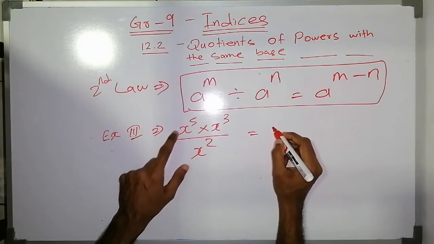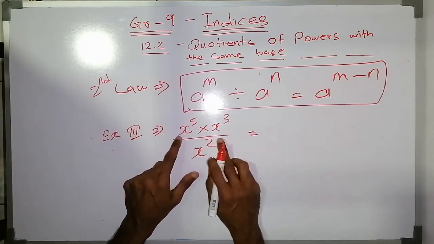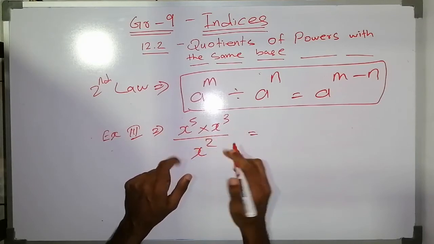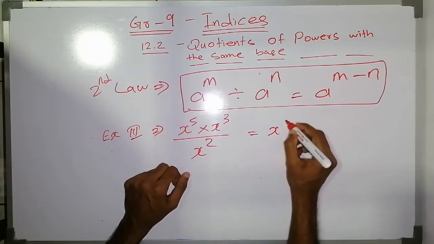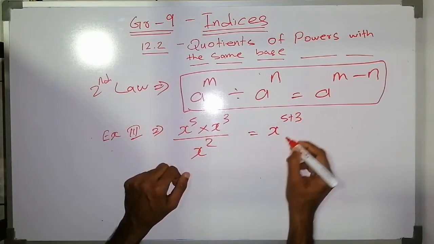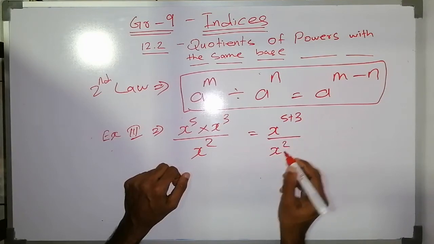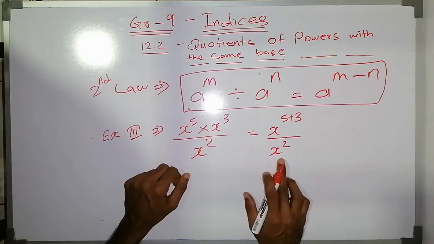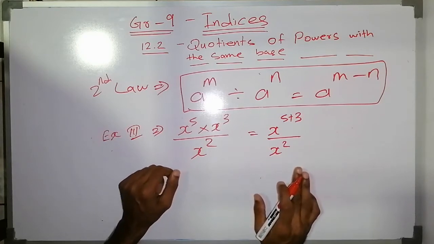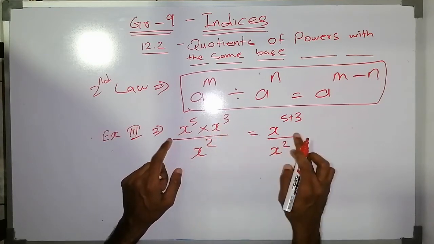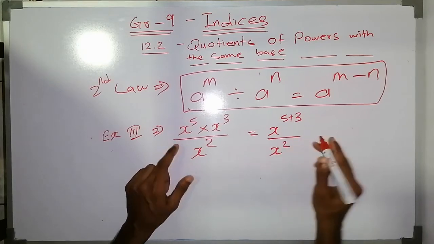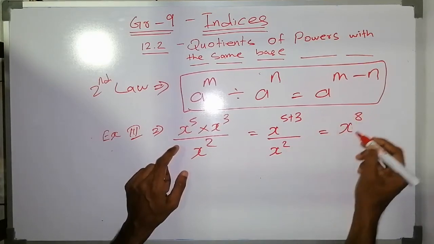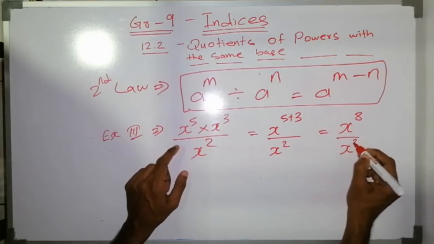So x to the power 5, x to the power 3, the bases are equal when multiplied, so you should add the index. So x to the power 5 plus 3 over x squared. You can write the denominator as it is because we don't do the division part. We only do the multiplication part on the numerator. So the final of the numerator, x to the power 8 over x to the power 2.